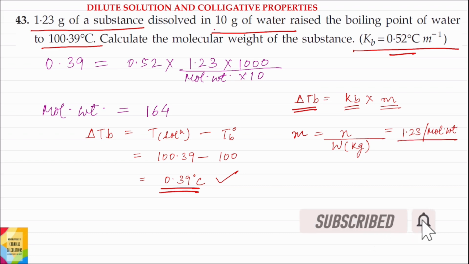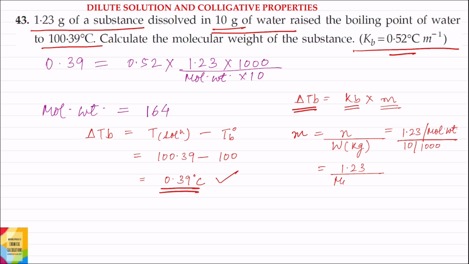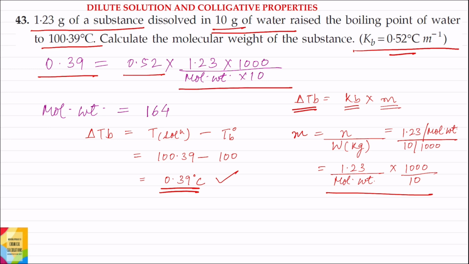How much is given in the question? Weight of solvent is given as 10 gram. So weight of solvent has to be converted to kgs. So 10 divided by 1000 is the weight of solvent in kg, and this becomes equal to 1.23 divided by molecular weight into 1000 by 10. This is the molality of the solution. So delta Tb, that is 0.39, is equal to 0.52, the value of Kb, into molality of the solution. Solving, the molecular weight of the solute is 164 gram per mole.